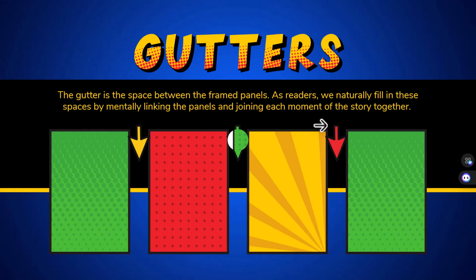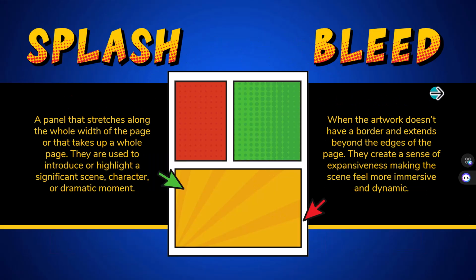Then we're going to have what we call splash and bleed. These are all design terms. If you don't know them, it's because you are not used to designs. Now we have splash, a panel that stretches along the whole width of the page or that takes up a whole page. They are used to introduce or highlight a significant scene, character, or dramatic moment. So this, for instance, is a splash. When you see the structure of a comic book, you could see something that stretches this way. That's a splash. Then you could see this is a panel, this is a panel, and this is a gutter in between. Then the black border or outline around these are frames.